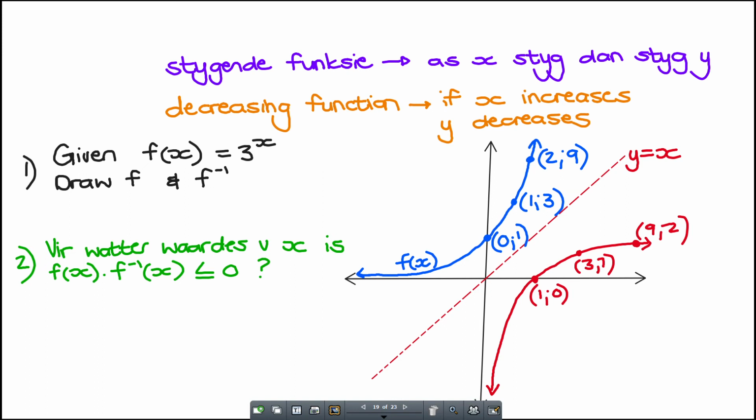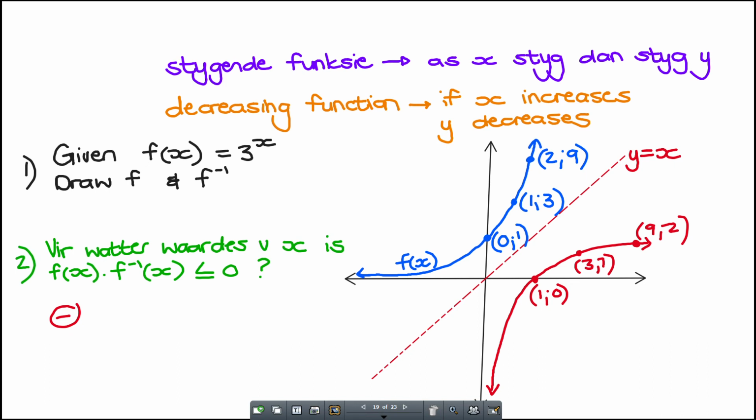They're asking for which values of x is f(x) times f inverse, here on the board. Here. f(x) times its inverse must be less than 0. Now, if something is less than 0, then it means it is negative. Okay, so, how do I get a negative? I've got to take f(x) and multiply it with the inverse.